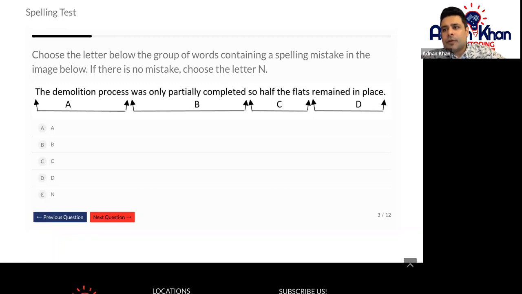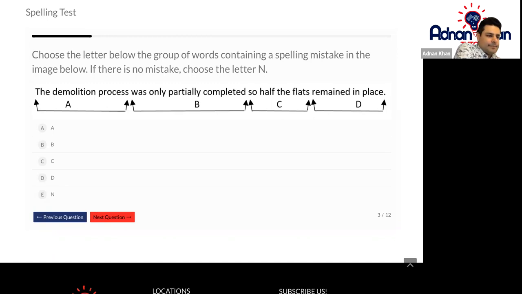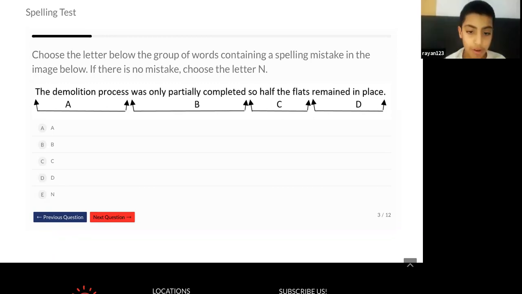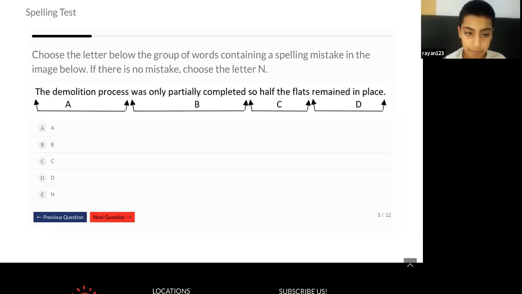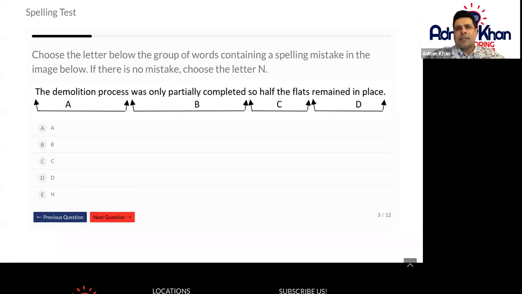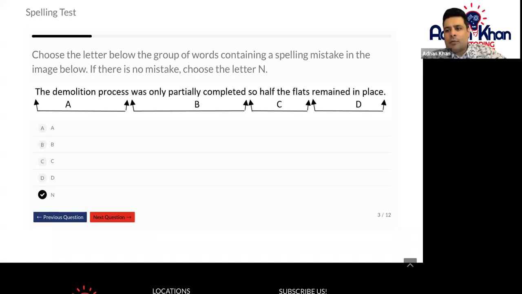That's great. Well done. How are you? I'm fine. Okay, fine. Just read the sentence. The demolition process was only partially completed, so half the flats remained in place. Good. And can you see any spelling mistakes in this sentence? No. I can't actually see either. So what are we going to go for? N. Okay, yeah, good. Which is option E. Well done.